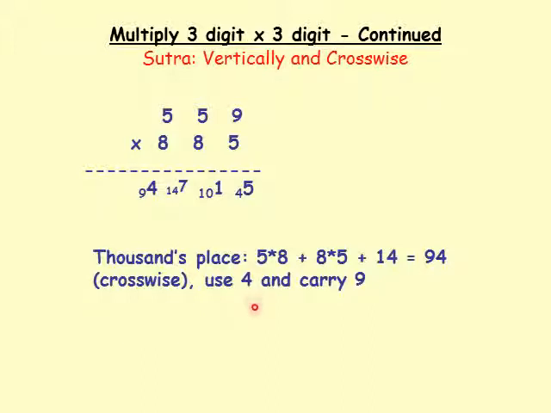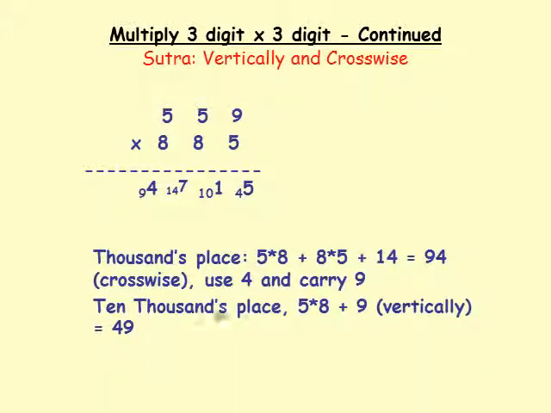Let's go over to the next column now. In the next column, we have only one column left. We were using 2 columns when we did 94. Now we use just one column. 5 times 8 is 40, which is vertically, plus 9 is 49. So we write down 49 here. The answer is 49, then 4, 7, 1, 5. The scratchpad numbers 9, 14, 10 and 4 are not part of the answer. The answer to 559 times 885 is 494715.